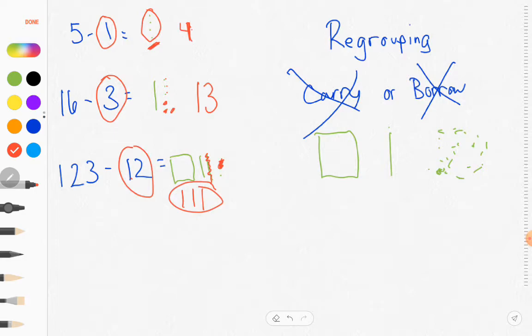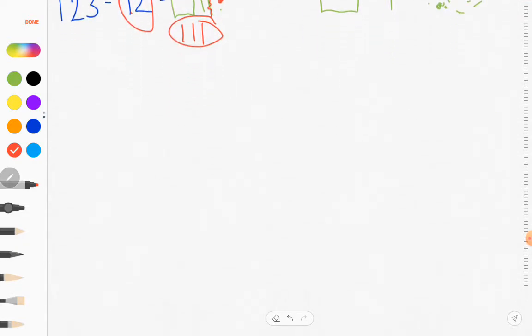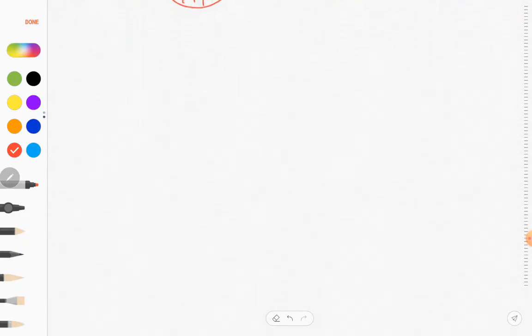Alright, so that's the basics of how we subtract with base 10. Let's go ahead and get into some regrouping. So if I come up with a problem that says 12 minus 8, we're initially going to have 1 10 and 8 ones. Oh my goodness, no we're not. Forget I said that. We're going to have 1 10 and 2 ones.